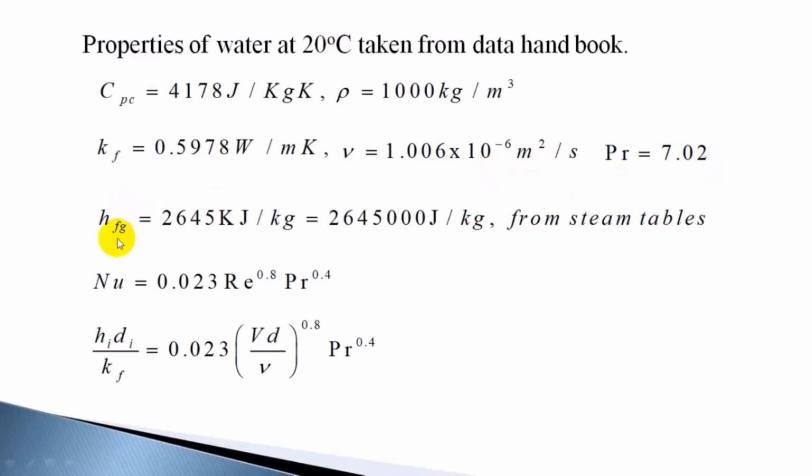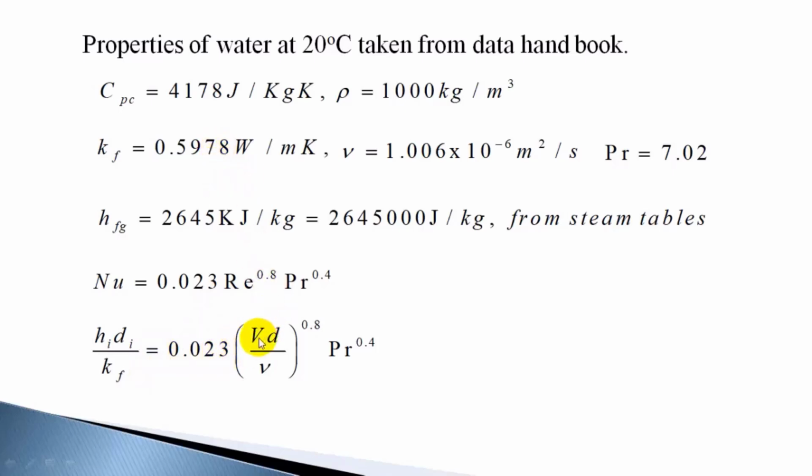And also you can get the enthalpy of evaporation of water at 80 degrees centigrade. When the water is saturated at 80 degrees centigrade, what is the enthalpy of evaporation? You can get it from the steam tables, and it is 2645 kilojoule per kilogram. So, converted into joules per kilogram, you have to multiply by 1000. So, after getting all this data, you can use the standard correlation and then substitute for the values.